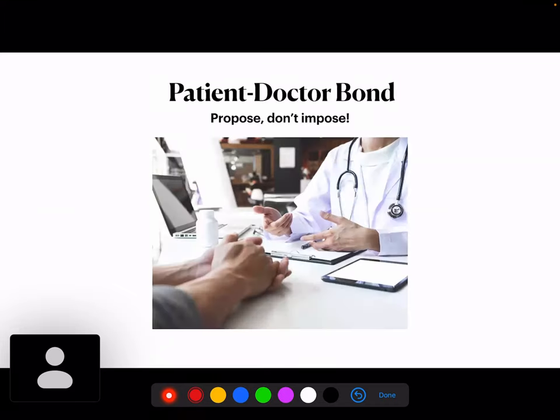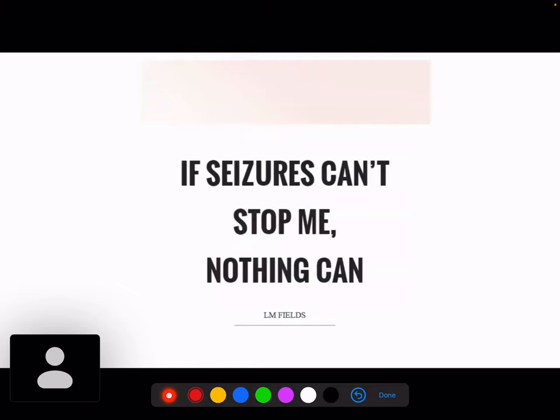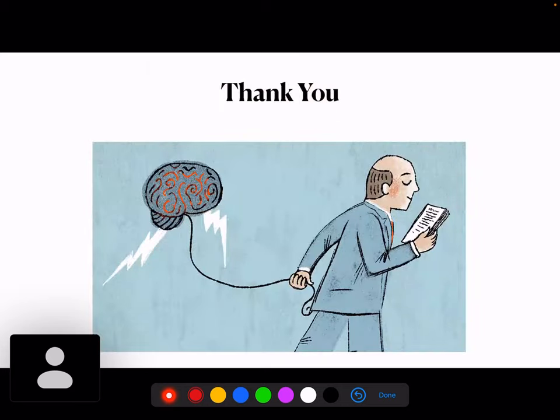This is a thing that is really important, the patient-doctor bond. You must propose and not impose. The patient usually tells you which medication and which side effects and which cost they are comfortable with, or they might ask you to choose for them, but you must offer them different options and different forms of treatment. You are there to give them support. "If seizures can't stop me, nothing can," said the patient who wrote a lot of books.